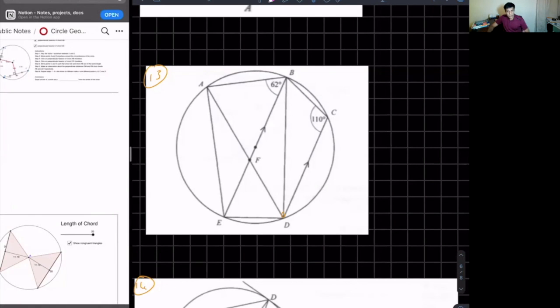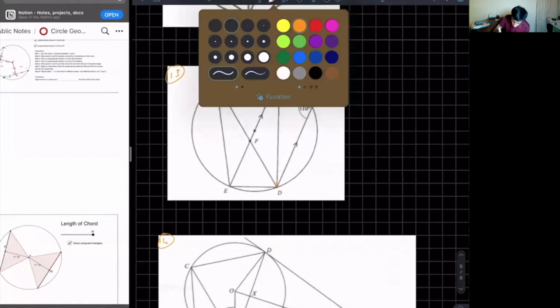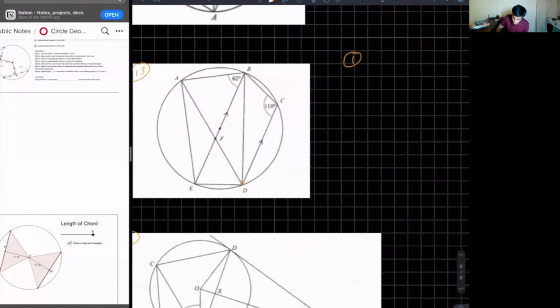So again, take this step by step. Just see whatever you can figure out. Okay, so there's two ways to do this. Let's do this together. There's two ways to do this. One is work with what you know, and then build from there.